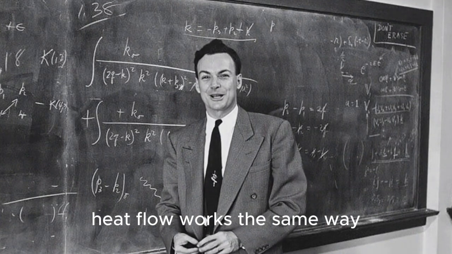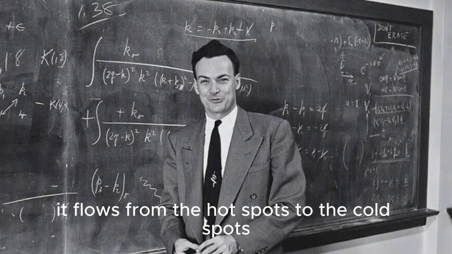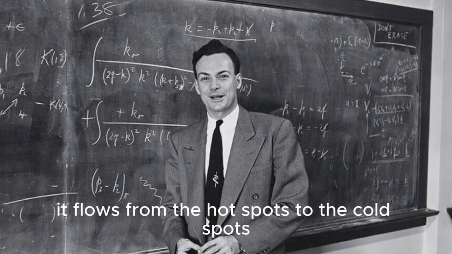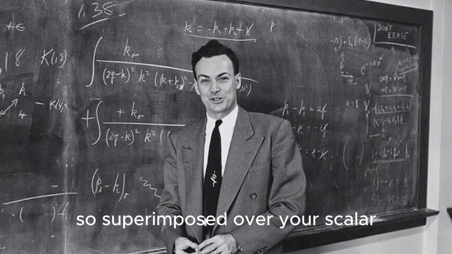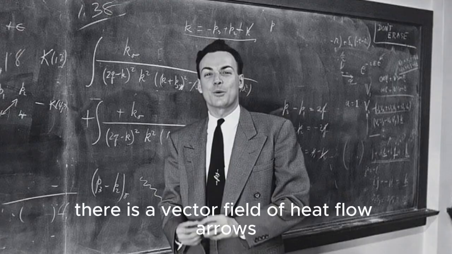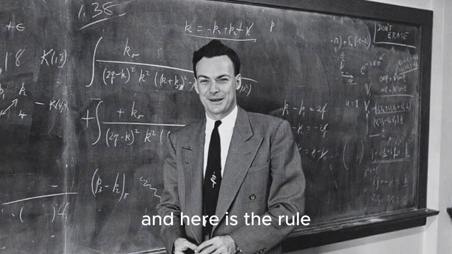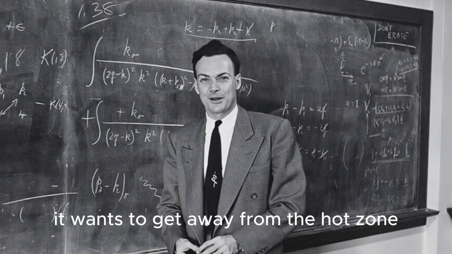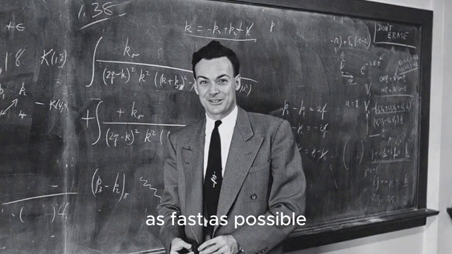Heat flow works the same way. Heat doesn't just sit there, it flows from the hot spots to the cold spots. So superimposed over your scalar field of temperature numbers, there is a vector field of heat flow arrows. And here is the rule. The heat arrow always points downhill. It wants to get away from the hot zone as fast as possible.